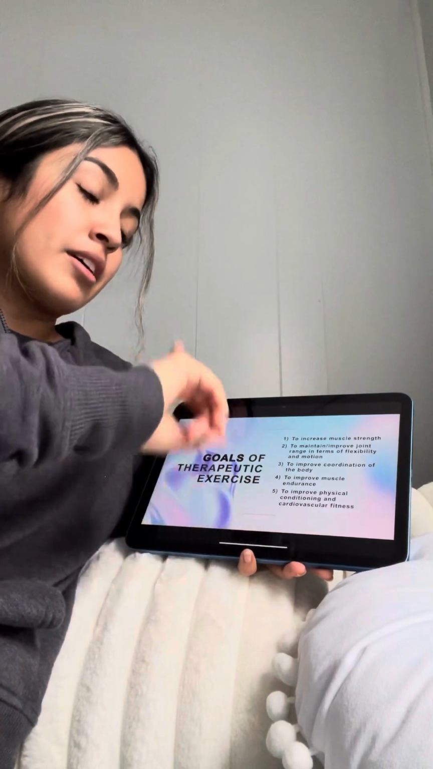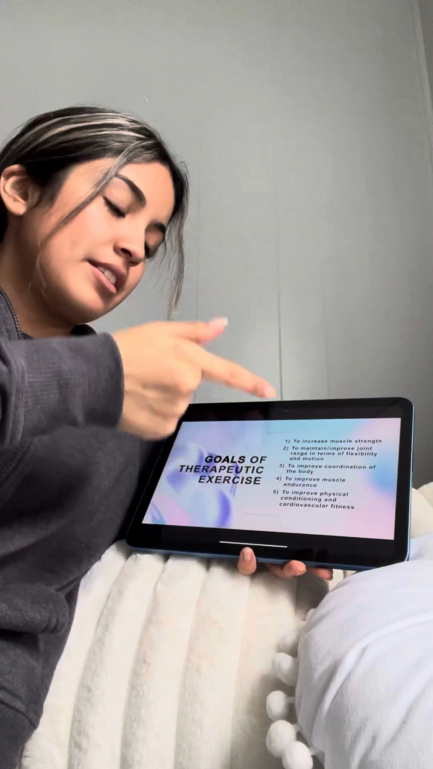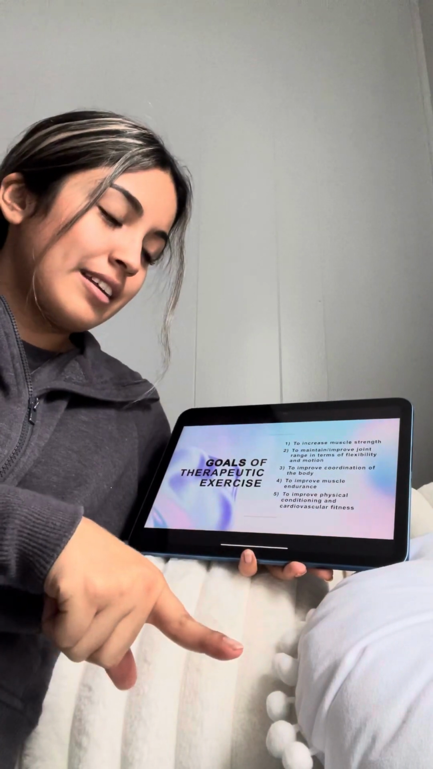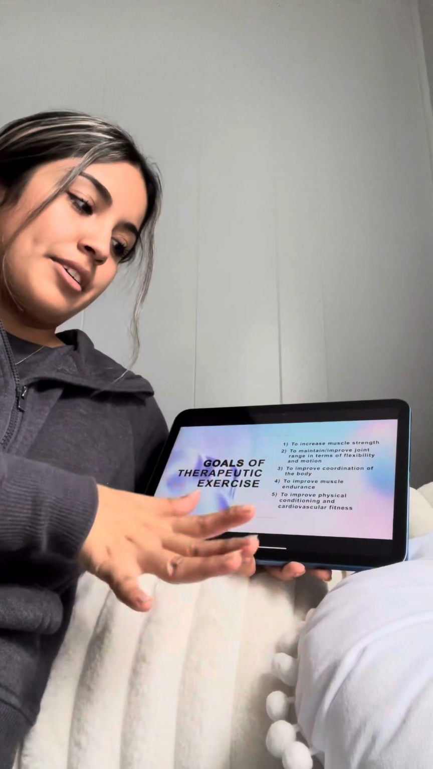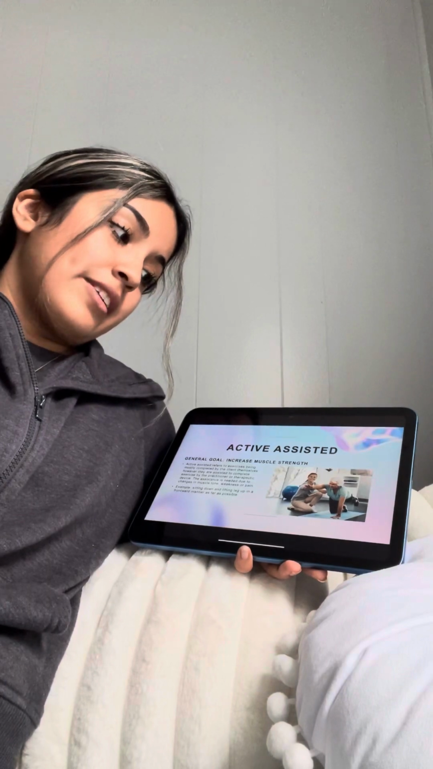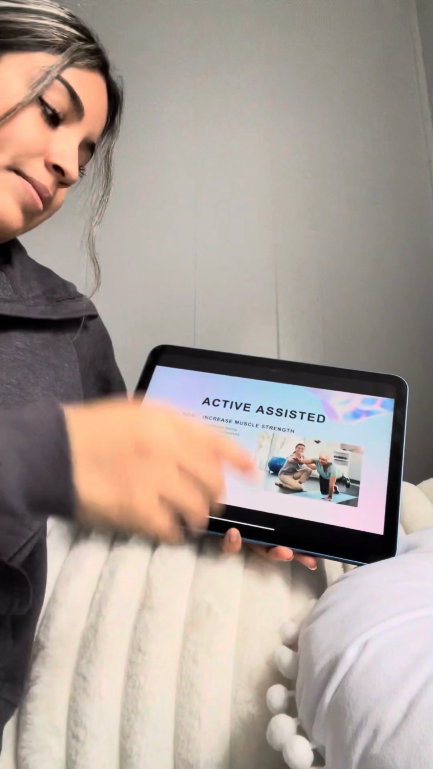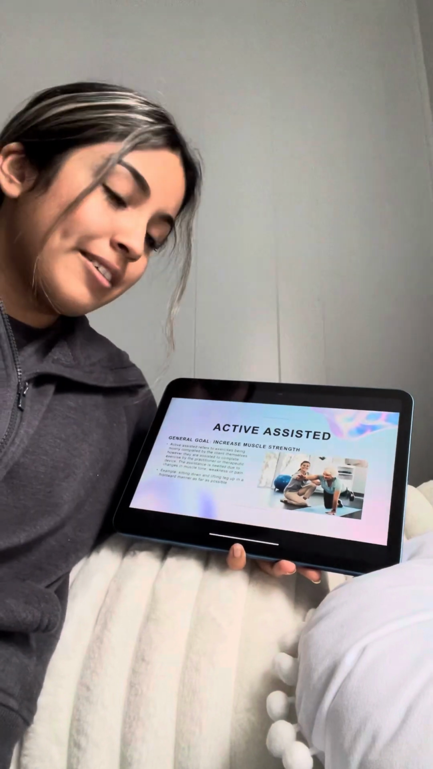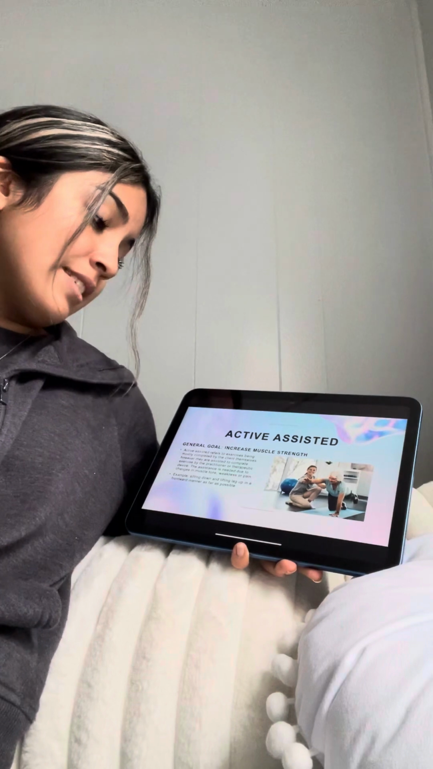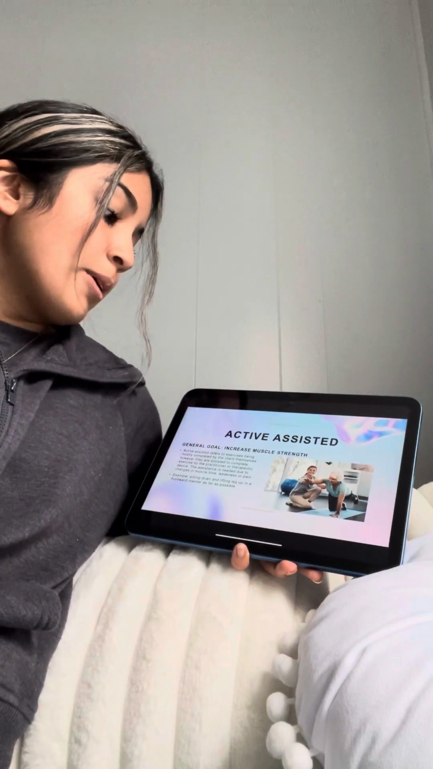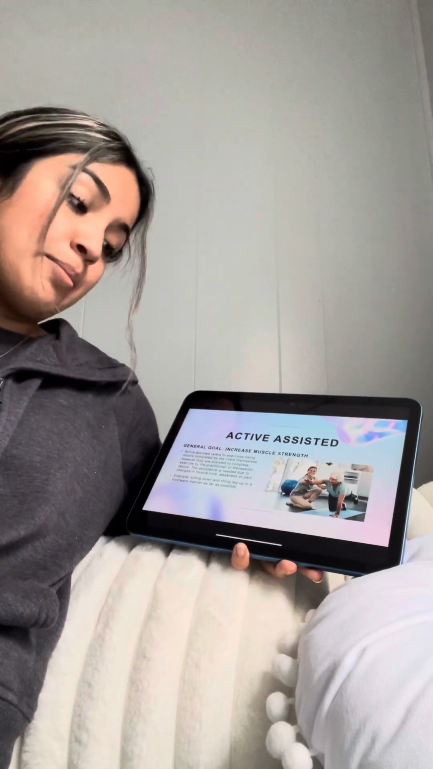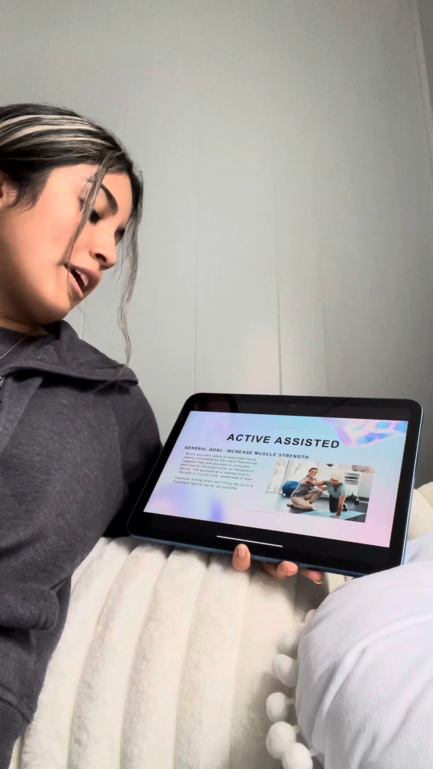The goals are going to tie into the next couple of slides that cover the 8 different types of therapeutic exercise. Now we'll start off with the first one. The first type of therapeutic exercise is active assisted, and the general goal that it covers is to increase muscle strength. Active assisted refers to exercise being mostly completed by the client themselves. However, they are assisted to complete the exercise by the practitioner or therapeutic device.